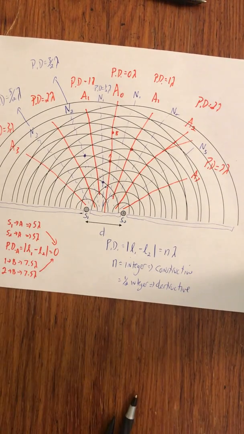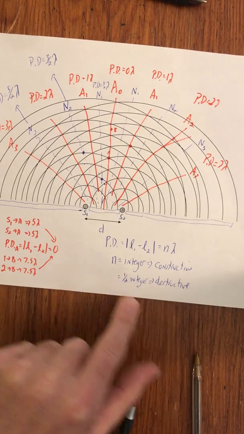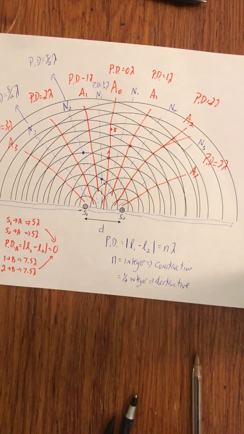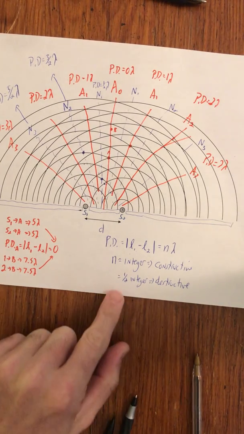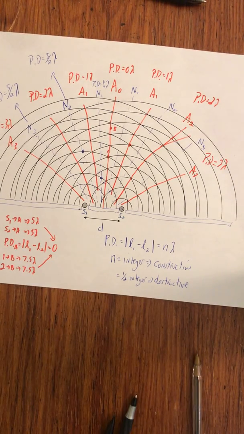So what happens if it's not an integer or a half integer, if it's somewhere in between? Well, that's why this is complete constructive and this is complete destructive. So if n came out to be 1.04 rather than 1, it's probably constructive, just not complete constructive. And if it came out to be like 2.58, it's closer to destructive than to constructive. So there are ranges between constructive and destructive, but we're really only concerned with complete constructive and complete destructive interference. But that's the underlying architecture of what's going on there.